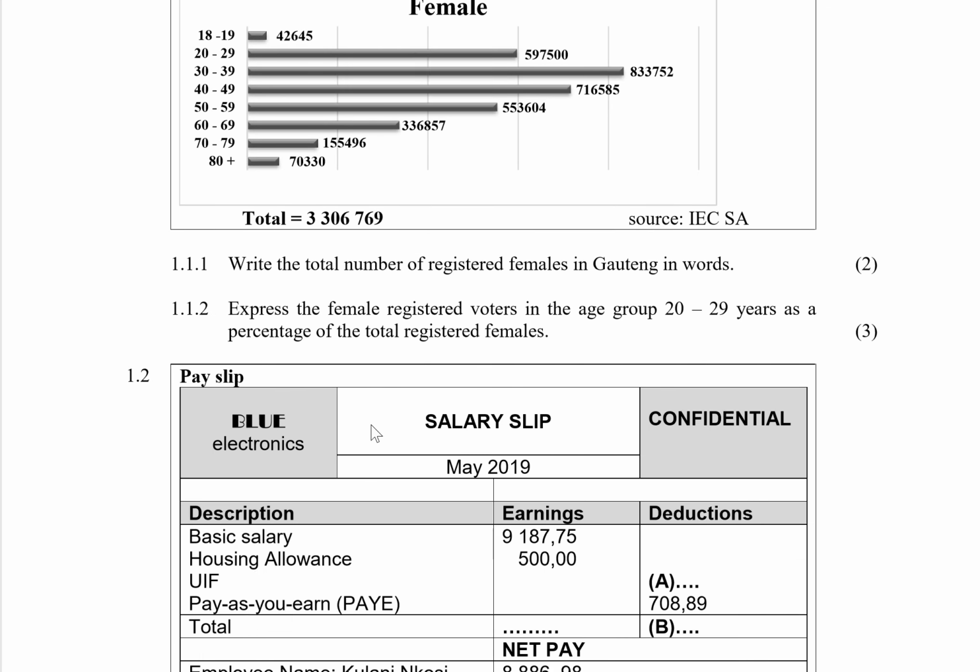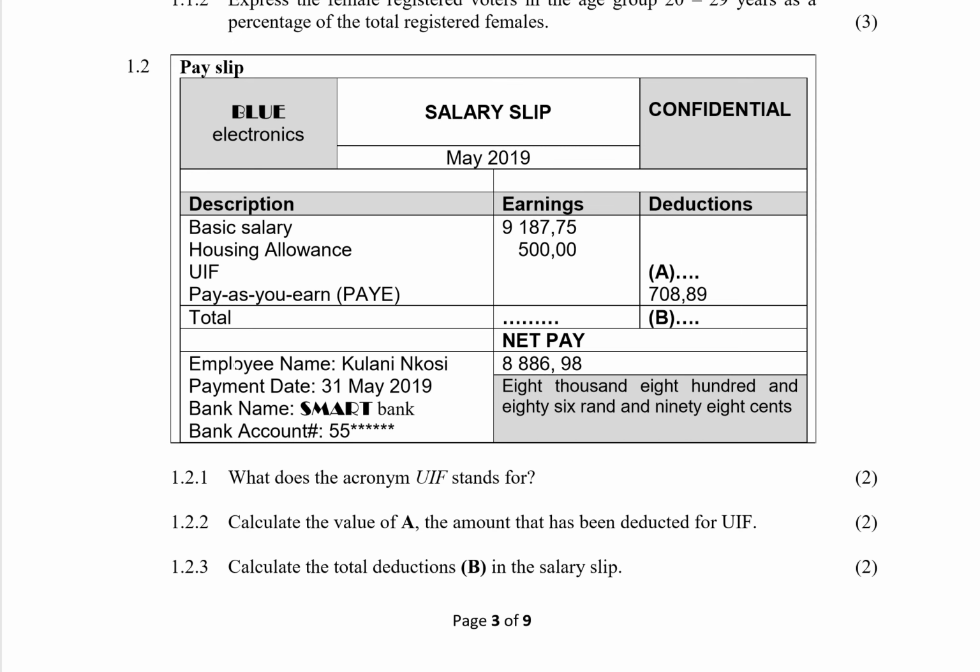Right, moving on to question 1.2, which is financial documents. And here we have a salary pay slip, and let's look at the questions. So 1.2.1, what does the acronym UIF stand for that you'll see there as part of the deductions? This stands for the Unemployment Insurance Fund. Calculate 1.2.2, calculate the value of A, which represents the deduction for UIF. And this will be calculated as 1% of your gross salary, which is your basic salary, the salary that is paid before any deductions have been made. So you'll see on the salary slip there that next to basic salary, 9,187 Rand 75 cents.